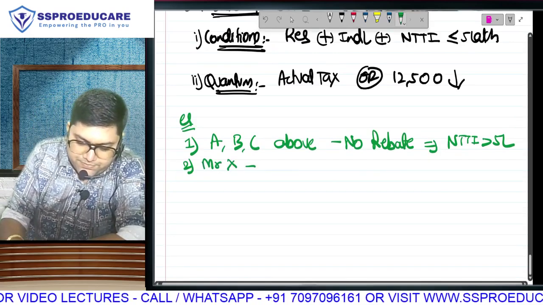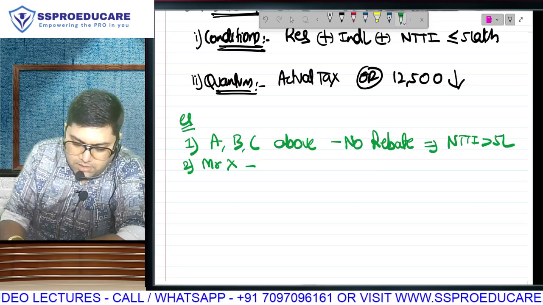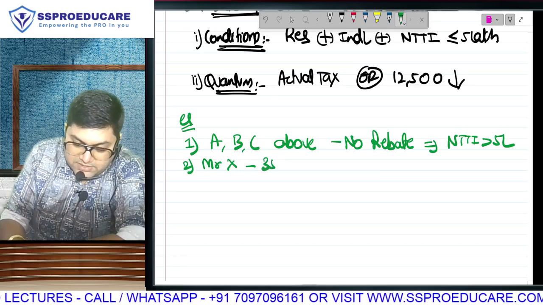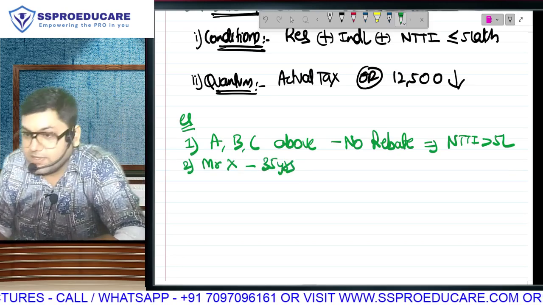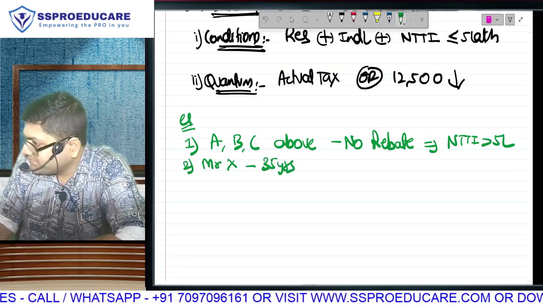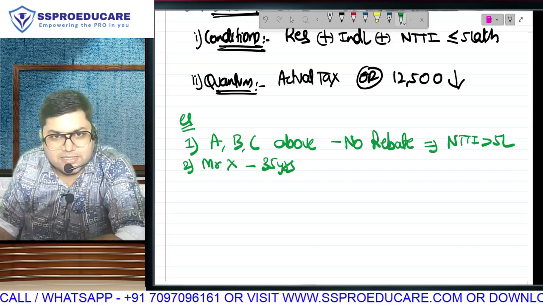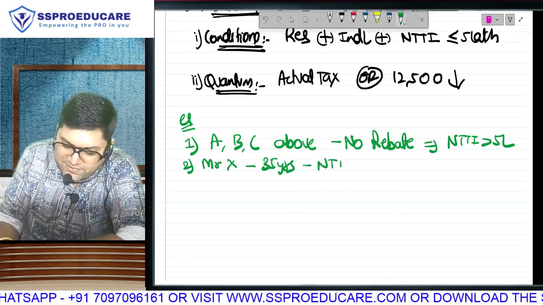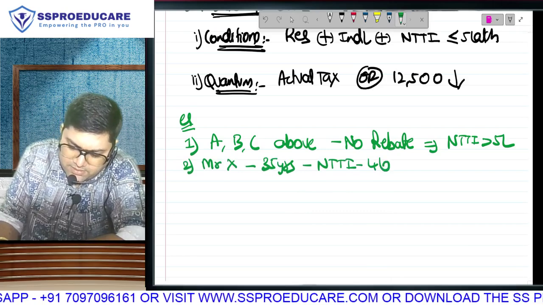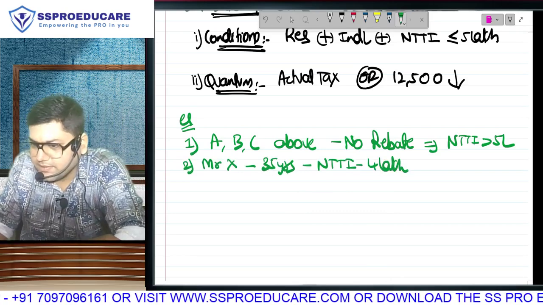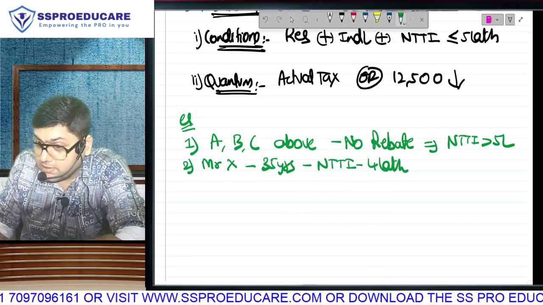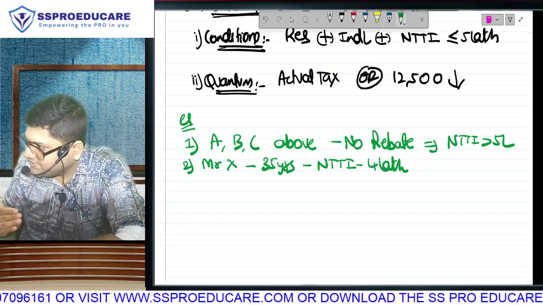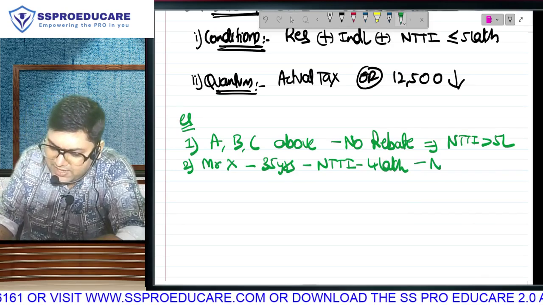Correct? Let's go to the second example, Mr. X, 35 years. Age is important because if I don't give you the age, you will not know which basic exemption to apply. So Mr. X, 35 years, NTTI is 4 lakh. NTTI how much? 4 lakh. Now income, not tax. Is income within limit? Yes. So will he get rebate?